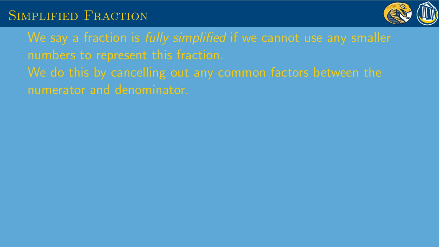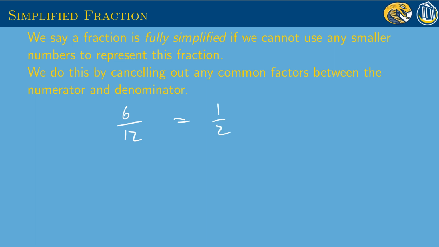We say a fraction is fully simplified if we can't use any smaller numbers to represent that same fraction. We do this by canceling out any common factors between the numerator and denominator. In that last example, we saw that 6/12 was the same thing as 1/2.